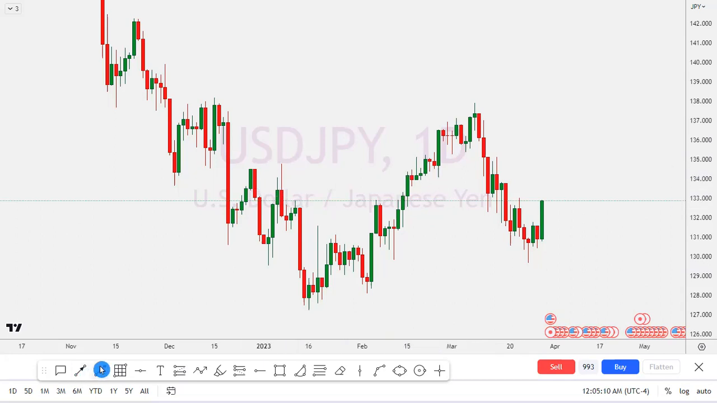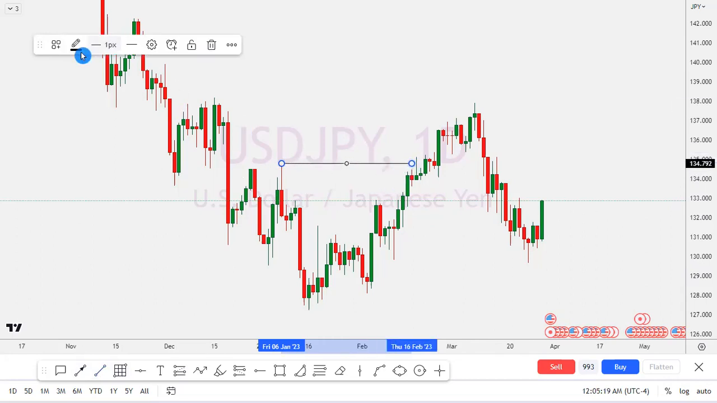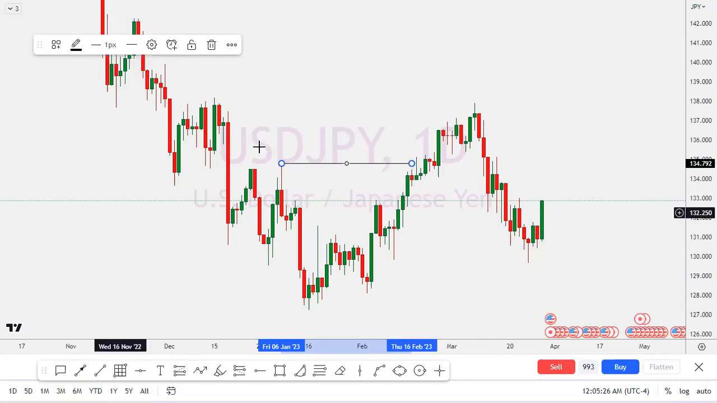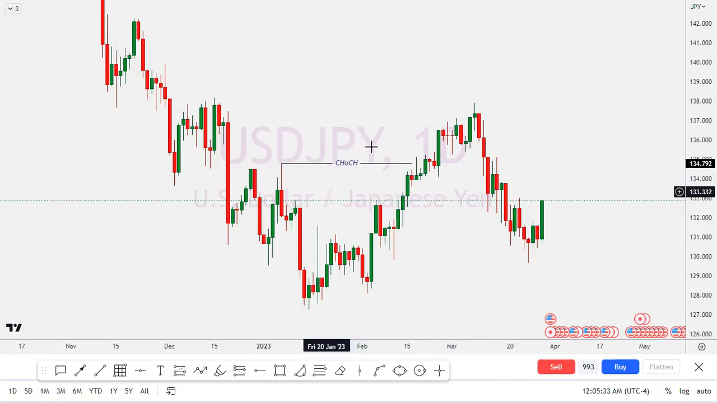If you look at the market structure here, which is important to understand, the foundation of our course is always the market structure. Here we see what we call a market structure shift, or change of character. The market was moving to the downside, and now we see the market trying to push to the upside, which indicates that buyers are now controlling the market. So what are we supposed to do now?